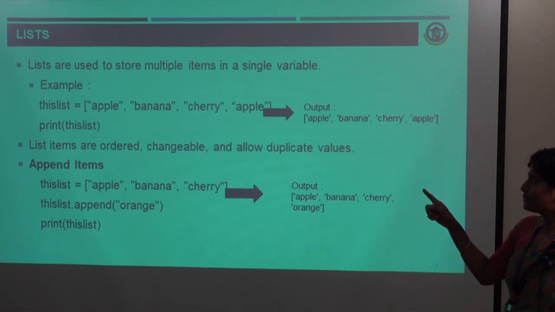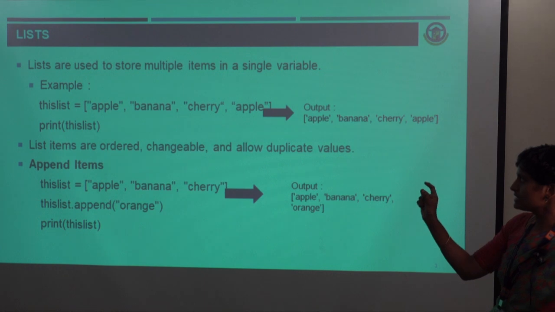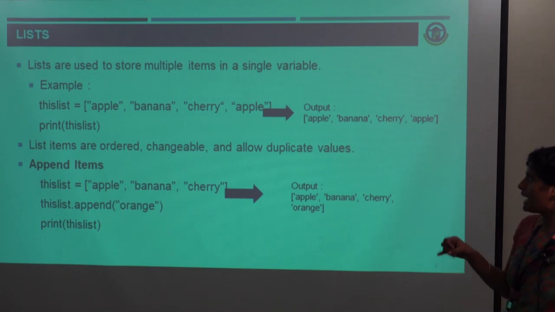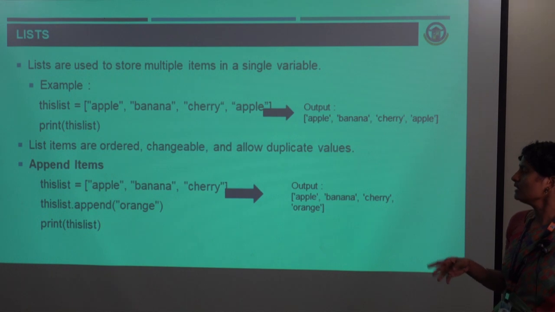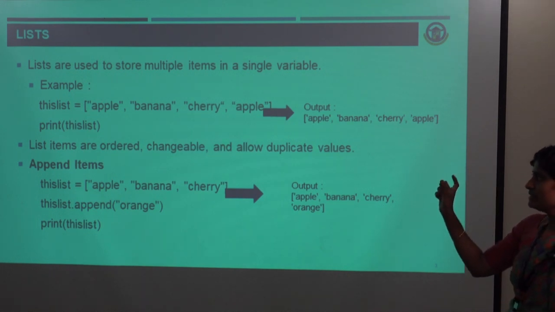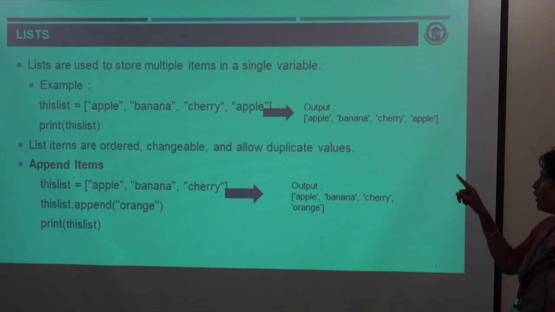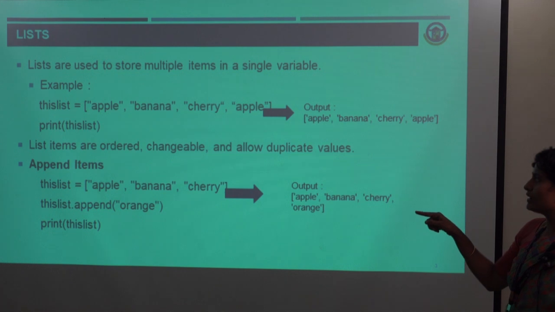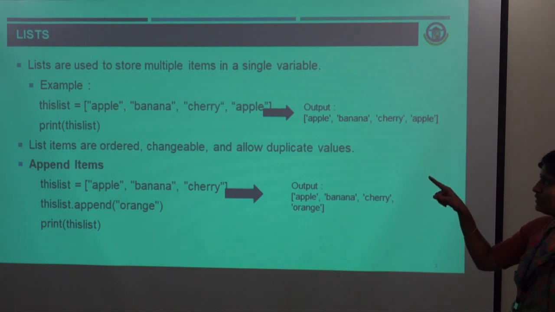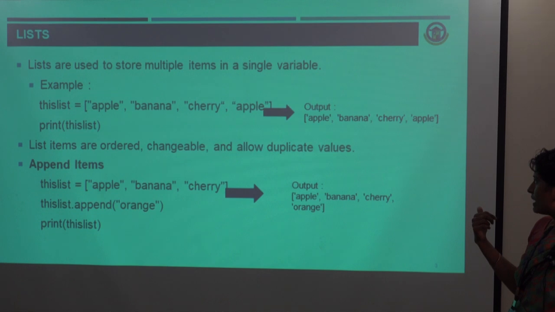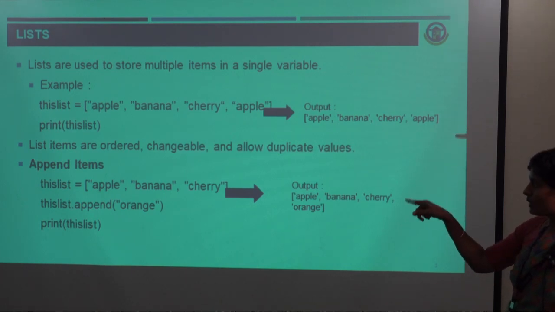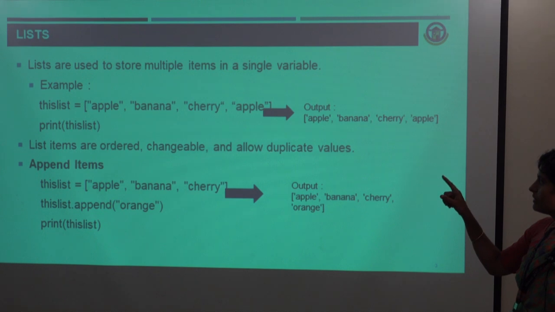This is the simple example program. Here we have created this list. Inside the list we have given apple, banana, cherry and then apple. While we are executing this simple list program, we will get the output as apple, banana, cherry and then apple. So here it allowed the duplicate value, apple. We have given apple two times, so it allowed the duplicate value, and the order of the list doesn't change. So this means that lists are ordered and changeable, and they allow duplicate values.